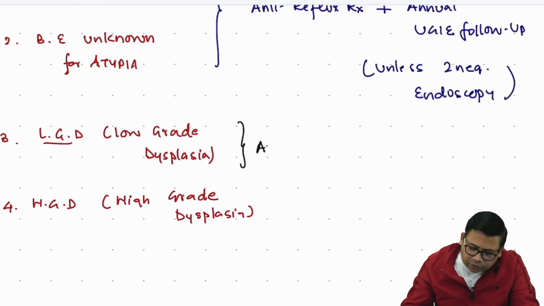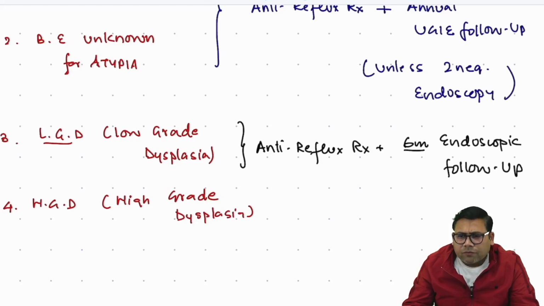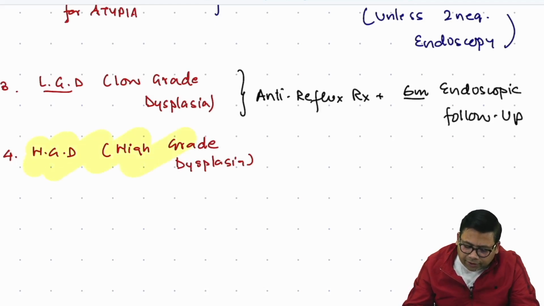When you talk about low grade dysplasia, what is the management? Again, students, you need to understand that you have to go for anti-reflux therapy, and along with that 6 monthly endoscopic follow-up. So 6 monthly endoscopic follow-up, this is what is very important. And then we have high grade dysplasia.